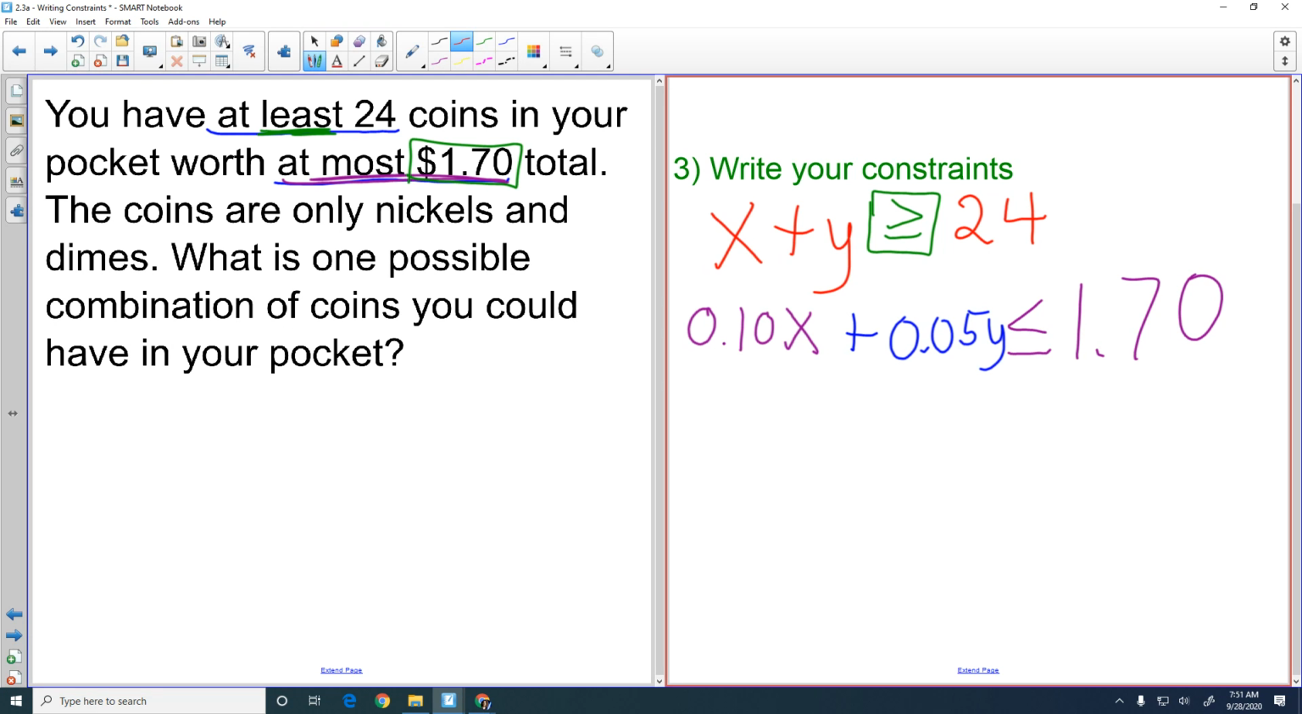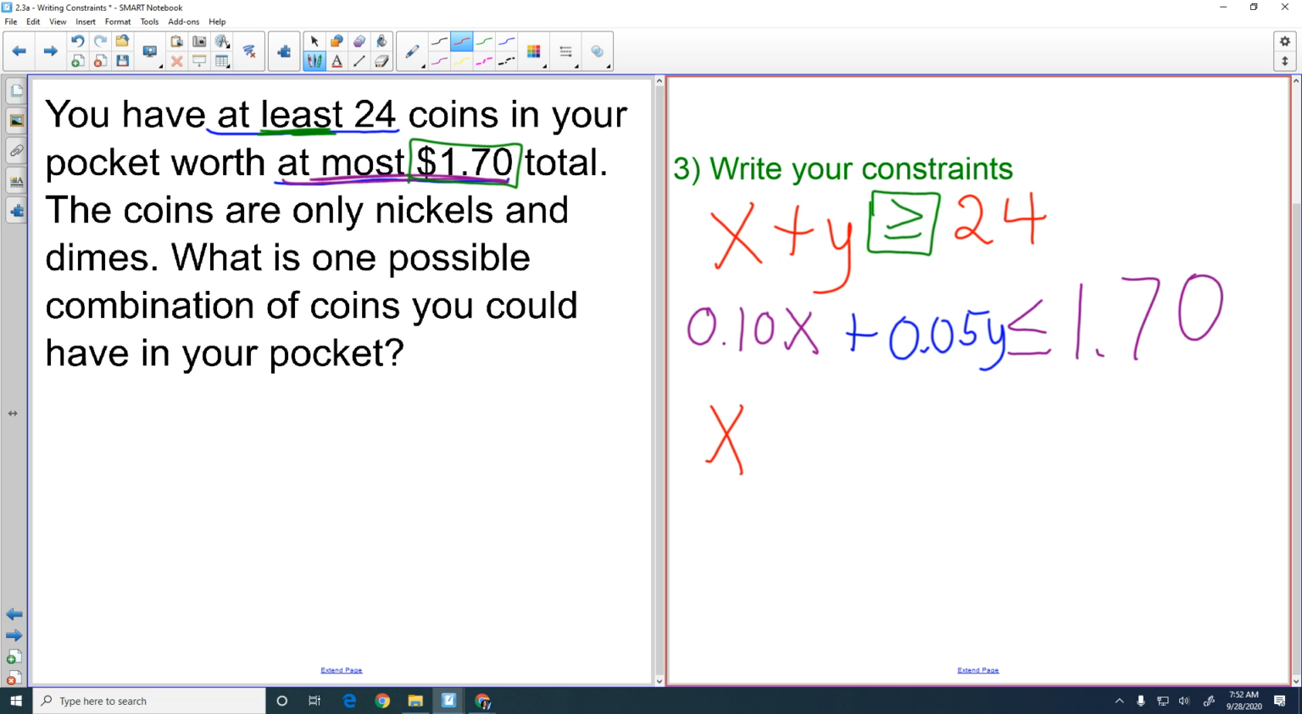Could I have 0? Maybe. What if I had all nickels? Is that a possibility? If I had all nickels and no dimes? Could I have less than 0 dimes in my pocket? Can you have like a negative amount of coins in your pocket? No, you can't. So there is this bottom number, right? There's this minimum. We call that a ground or a floor. So there's these 0 constraints.